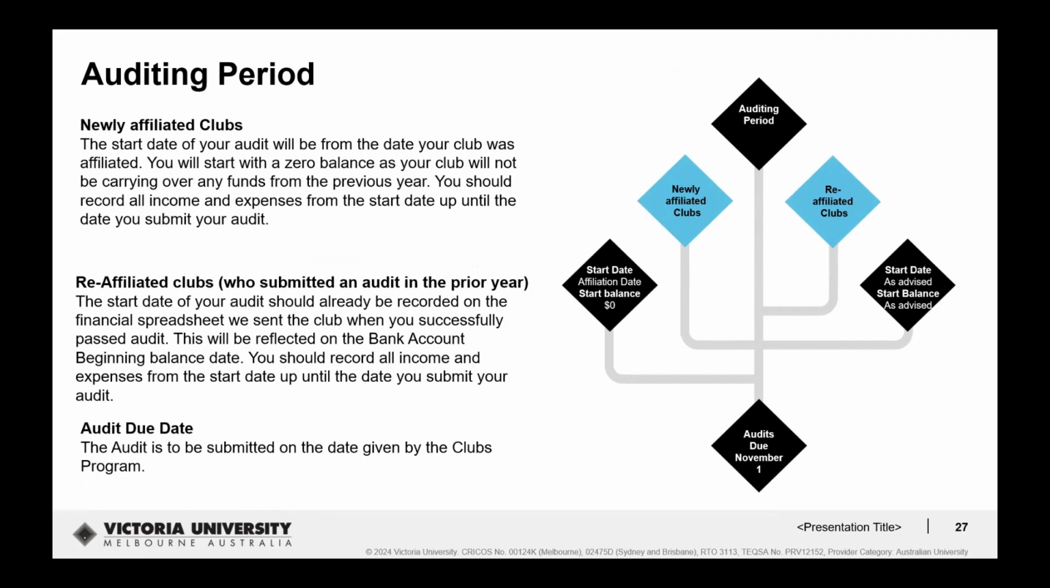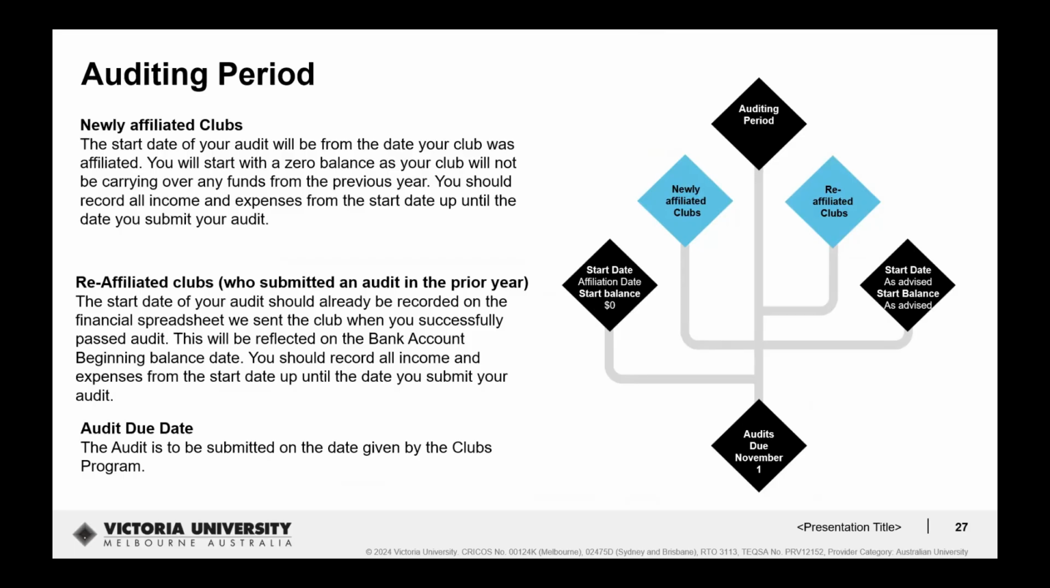The different auditing period for student groups are: for newly affiliated clubs, your start date will be from the date your club was affiliated. You will start with a zero balance, as your club will not be carrying over any funds from the previous year. You should record all income and expenses from the start date up until the date you submit for audit.